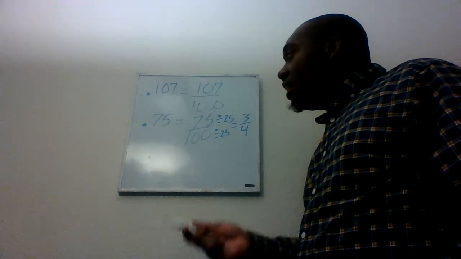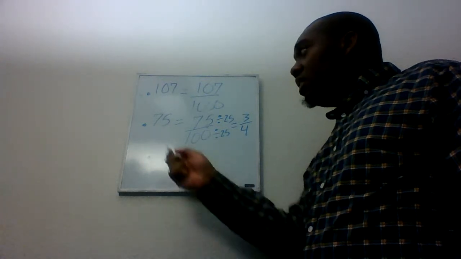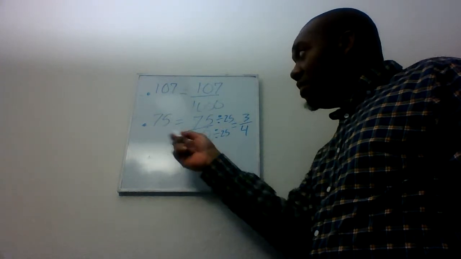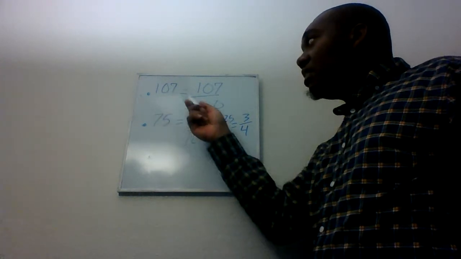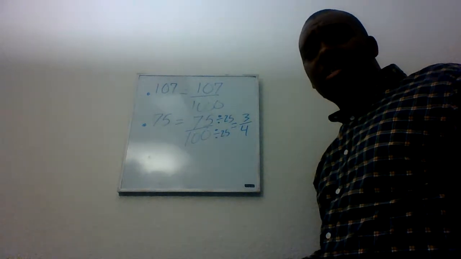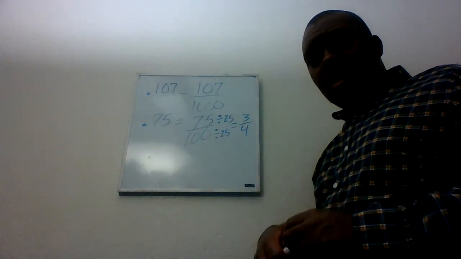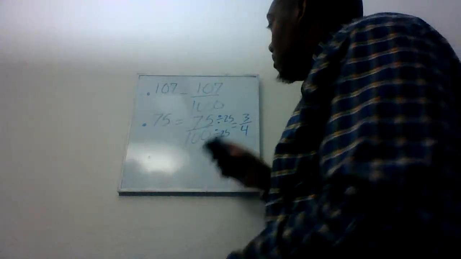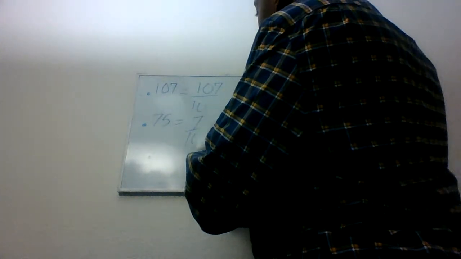So converting decimals to fractions, write it exactly as it says. This said 75 hundredths, this said 107 thousandths, and then just simplify. But what about one of those repeating decimals you talked about? Okay, well, let's look at one of those repeating decimals I talked about.